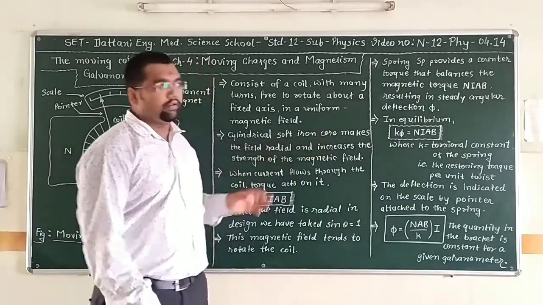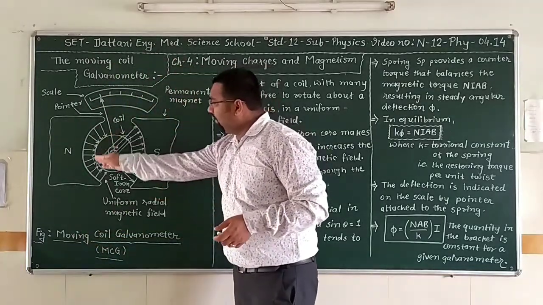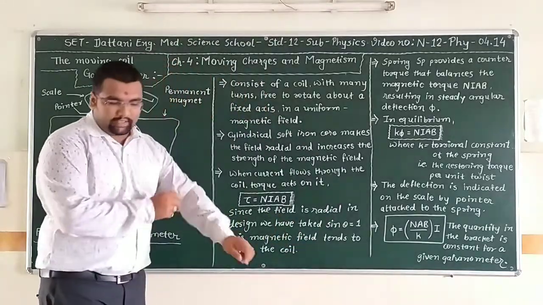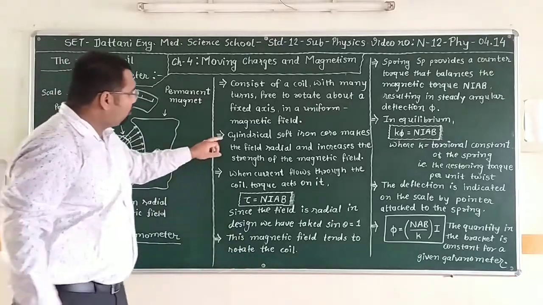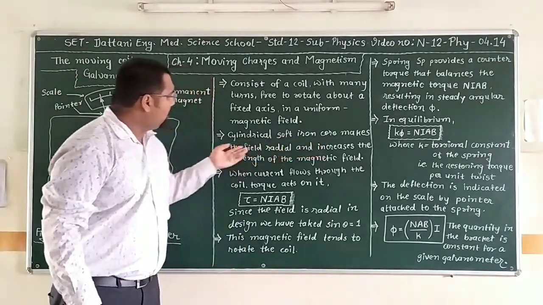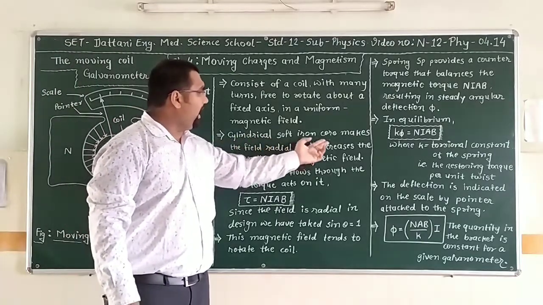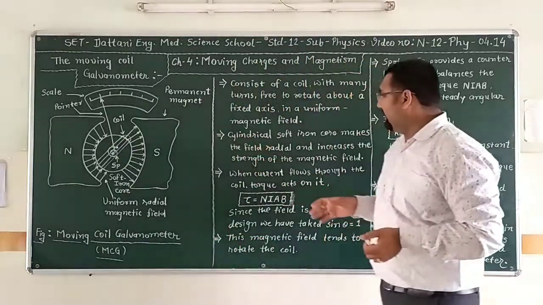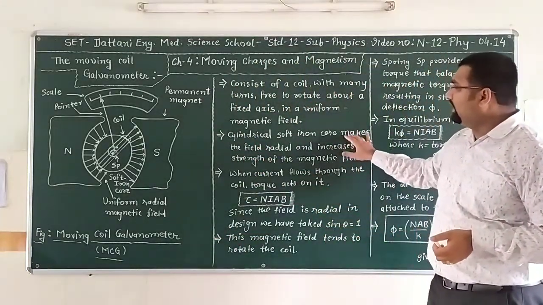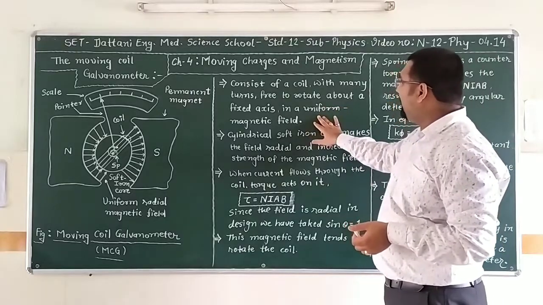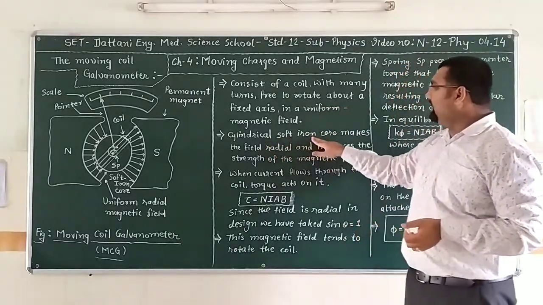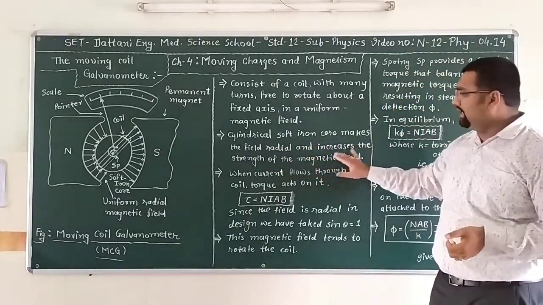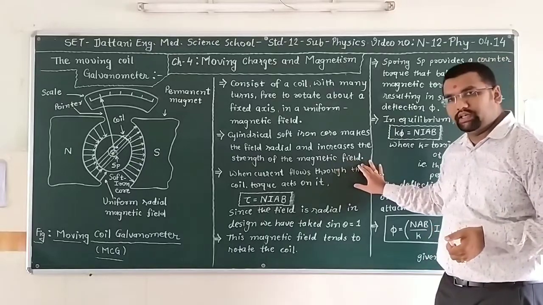Cylindrical soft iron core. We can see here, this is our cylindrical soft iron core. So what is this core? The cylindrical soft iron core makes the field radial and increases the strength of the magnetic field. The use of this core is increasing the strength of the magnetic field.